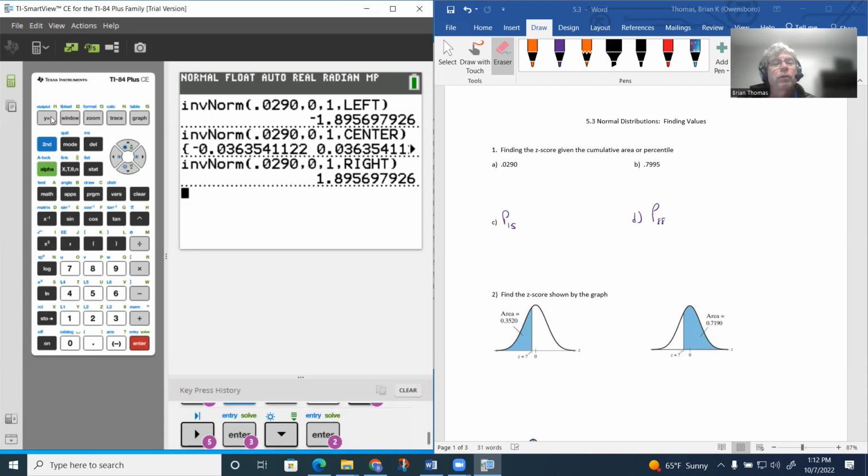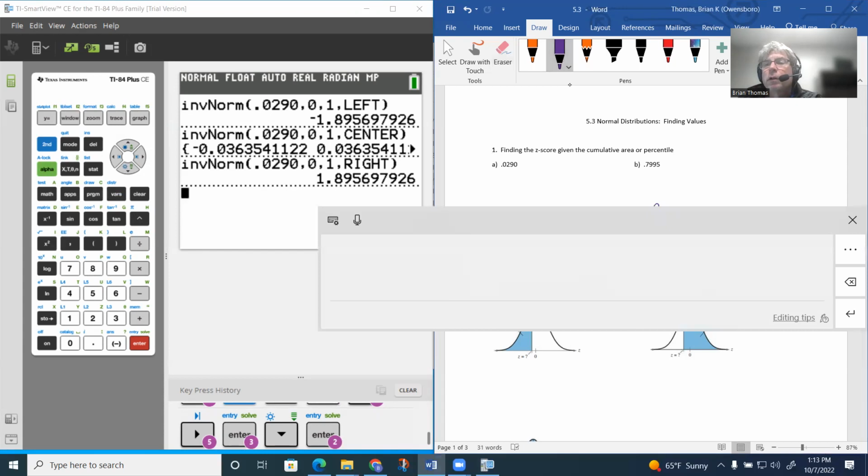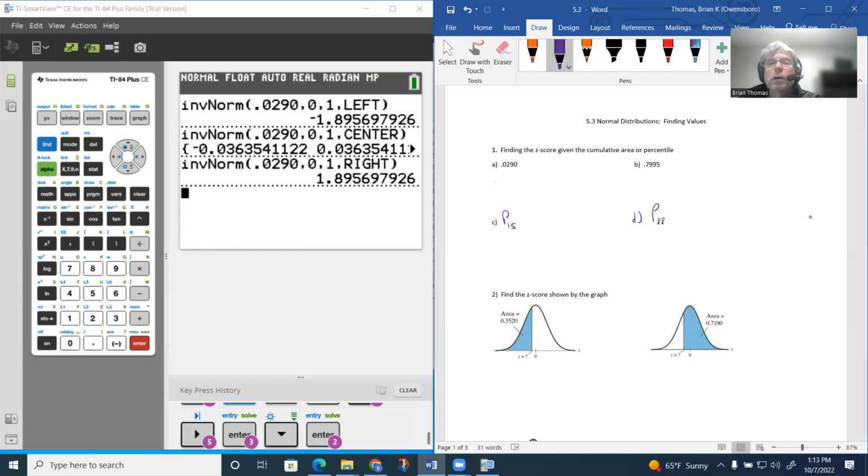left is what we had as well, because again, usually cumulative area is from the left. So I would say left is the best way to do that. So that would be negative 1.89. Or I guess negative 1.90 would be closer based on this. So that's where technology and tables vary a little bit. So you just have to experiment with that as well.